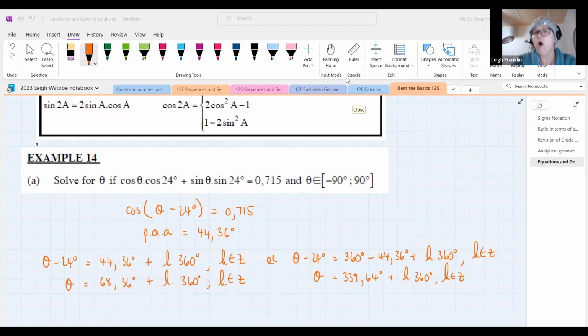Yes, ma'am. Okay, so Sibongile, when it comes to a tan graph, it is possible for you to only work with one general solution. You don't need both if you work with k times 180, because the graph repeats itself every 180 degrees. But when it comes to a sine graph and a cos graph, you need to have two general solutions, because the graphs repeat themselves every 360. Does that answer your question?